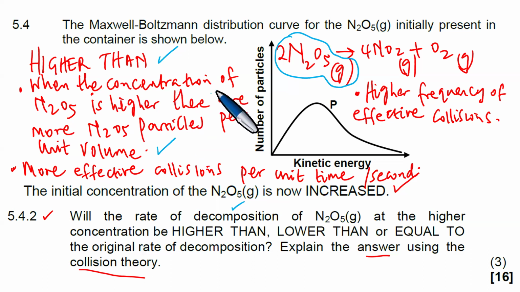When the concentration of N2O5 is higher, there are more N2O5 particles per unit volume. That is reason number 1. Number 2, more effective collisions per unit time. Because there are more N2O5 particles, there are more effective collisions per unit time. And if there are more effective collisions, then the rate of decomposition is going to be faster because of the higher N2O5 concentration. Okay, so think about that one. Make sure you understand it. Move on.